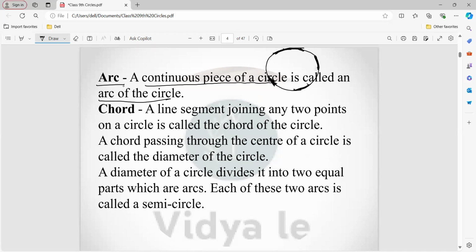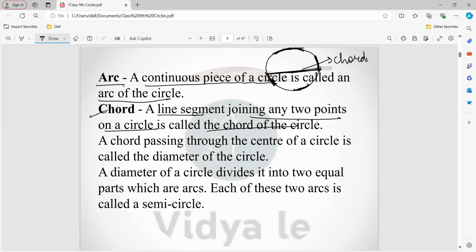Okay. Now, what a chord means. So, chord, a line segment joining any two points on a circle is called chord. So, if we join any two points on circle, suppose we take one point and the other point I'm taking here. So, if I join these two points, then this line segment, which is obtained by joining any two points on the circle, this line segment is known as chord.